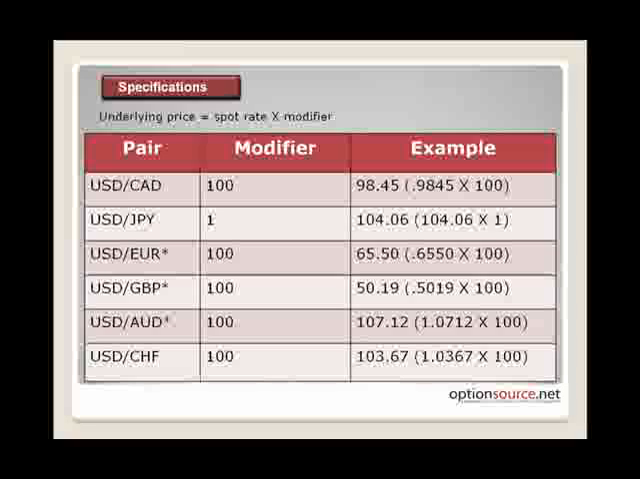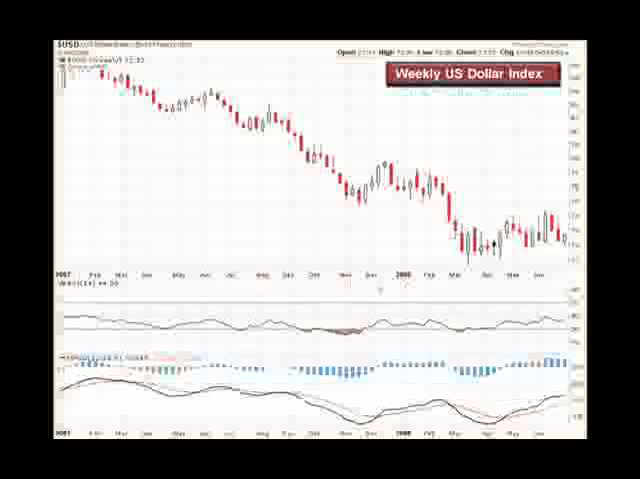by 1. As you can see here, if the spot market value of the US versus Canadian dollar is 0.9845, simply multiply it by 100 to get the index value of 98.45. Please note that for the euro, the Great British pound, and the Aussie dollar, since they are the base currency in the spot market, the ISE FX options charts will appear inverse.